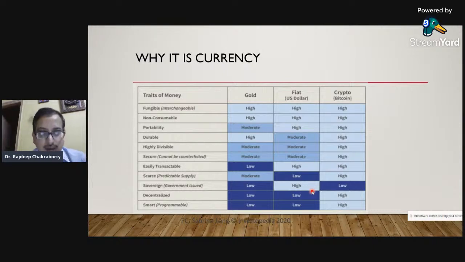Now, why is it a cryptocurrency? Why is it a currency? If you look at the traits of any currency or valuable things, I have given a chart of gold, dollar, and crypto. These are the traits of currencies: interchangeable, non-consumable, portability, durability. Divisibility means that if I spend 50 rupees and give a note of 100 rupees, I should get back another 50 rupee note. So if you see here, gold is moderate, and cryptocurrency is high in all the traits. It is only low in one, that is government control.